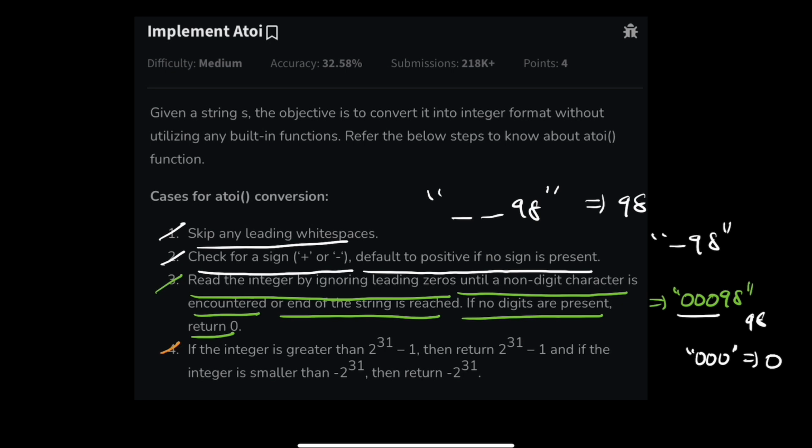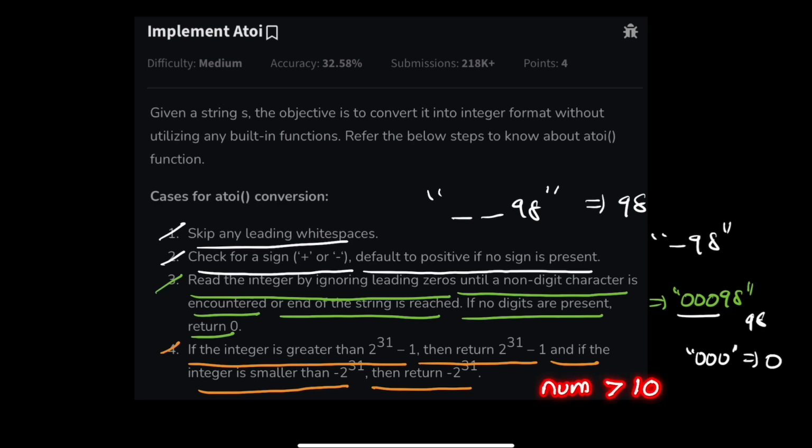Now in the point 4, if the integer is greater than 2 to the power of 31 minus 1, then return 2 to the power of 31 minus 1. And if the integer is smaller than minus 2 to the power of 31, then return minus 2 to the power of 31. So basically, while forming the number, if it gets greater than the maximum range of int max, then we need to return 2 to the power of 31 minus 1, which is roughly 10 to the power of 9. And if the number is negative and the number is greater than 2 to the power of 31, right, then we need to return the negative of 2 to the power of 31. So this point is majorly about keeping the number within the integer range because we need to convert the string to integer, right? Now all the cases are clear.